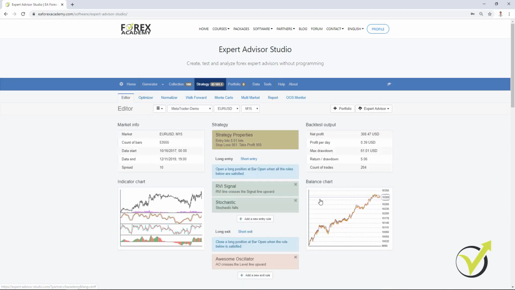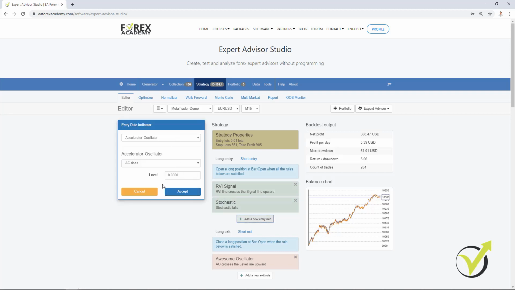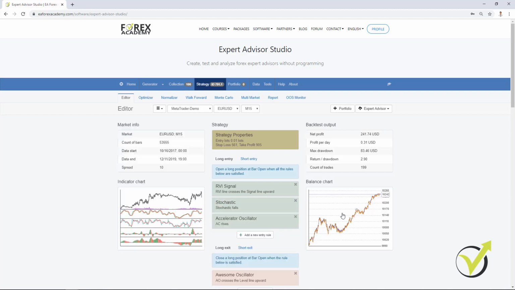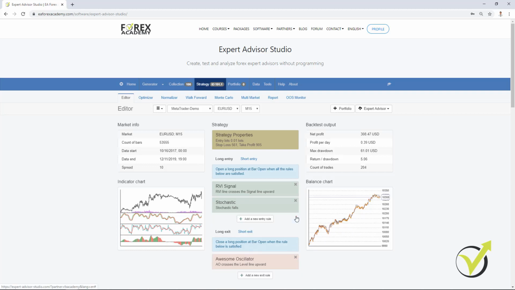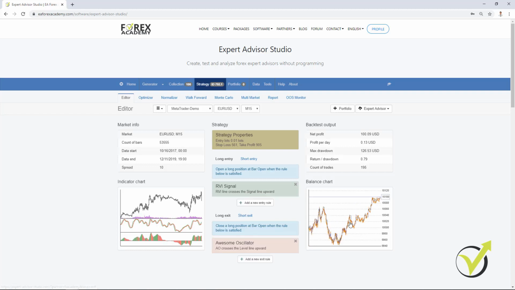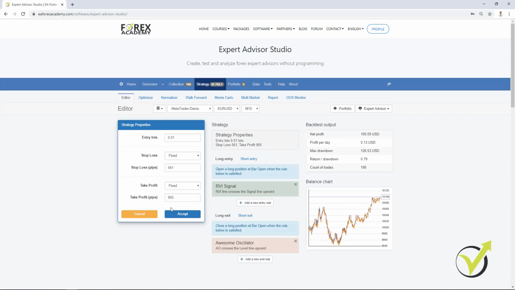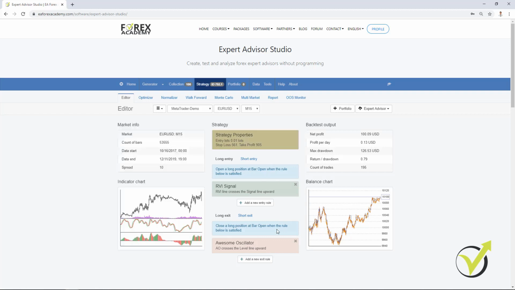So what I was saying is that if you want to automate your strategy, you can simply put your indicators here. So I can put any other indicator, and if I click on accept, I see immediately the change in the balance chart on the right side, which is very useful. And if I remove any of the indicators, there is a dramatic change. So you can put your stop loss, take profit, everything that you have in your strategy, and you will automate it.